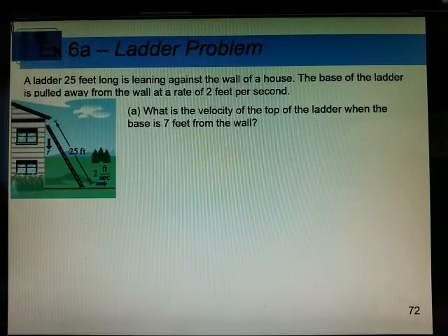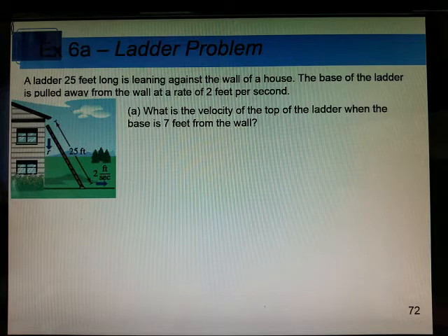All right, Calculus, Lesson 2.6, Part 2. All right, so we have a ladder. It's 25 foot long. It's leaning against the wall of a house. The base of the ladder is being pulled away from the wall at the rate of 2 foot per second.